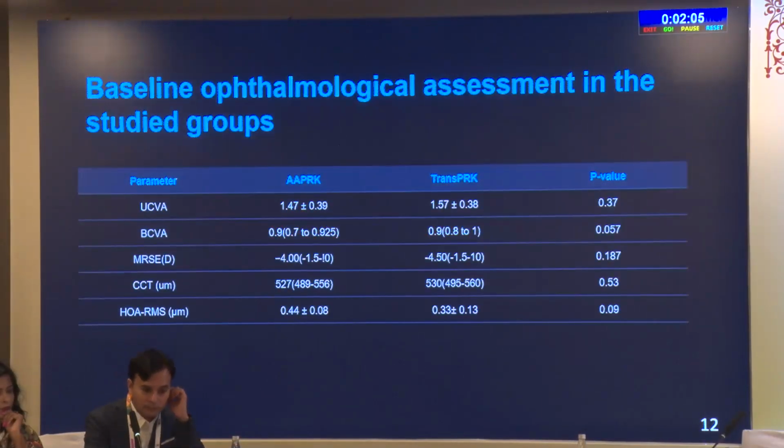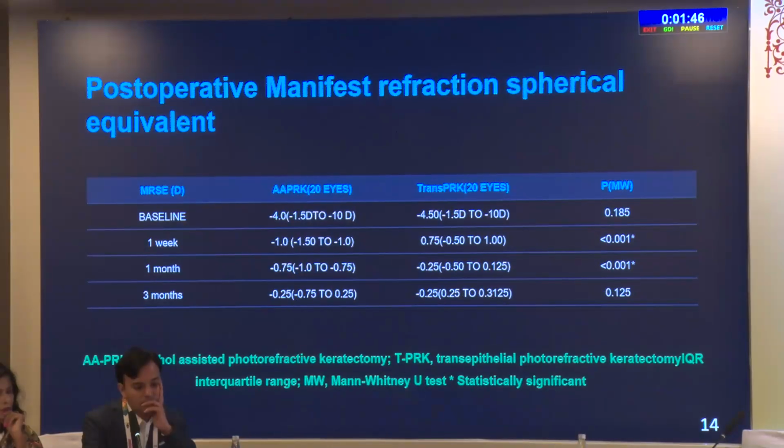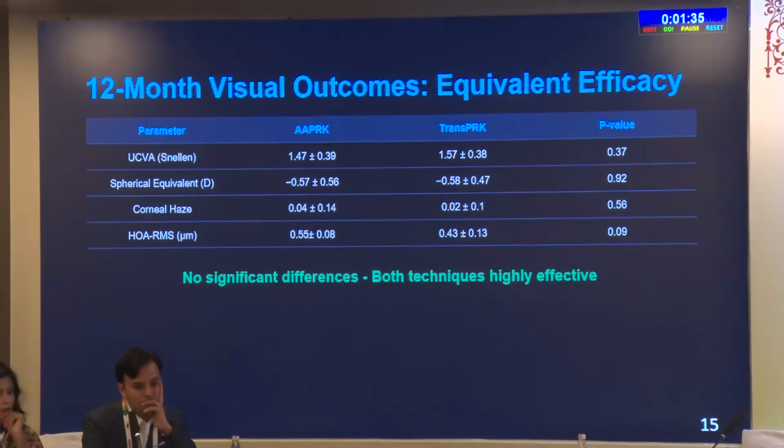So these are the statistical analysis, and the baseline ophthalmological assessment between the two study groups. It doesn't show much variation, and it's not statistically significant, and the uncorrected visual acuity gradually improved from week 1 to the third month, and there wasn't any statistical significance between the alcohol ablated and the trans PRK group. And the manifest refraction left behind a residual refraction of 0.25 in either case. And we have the efficacy at 12 months. It showed a significant visual improvement in both the groups. The corneal haze was also comparable.